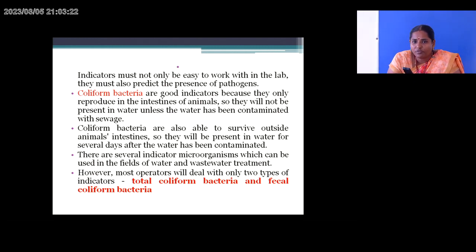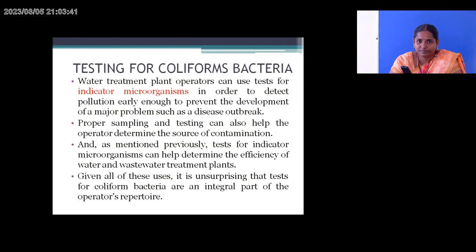So the total coliform bacteria are present in sewage and fecal contamination of water pollution. Most operators will deal with only two types of indicators: first, total coliform bacteria, and second, fecal coliform bacteria. Then, how do we test for coliform bacteria?